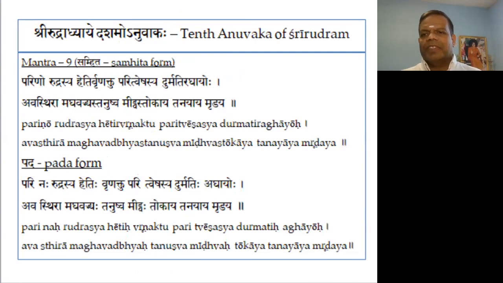Last week, I thought I rushed through the ninth mantra a bit, so we'll start from there so that we can do justice to that mantra. So I will do the usual.